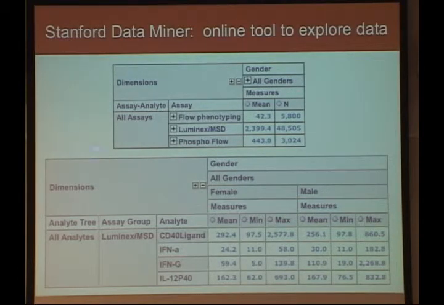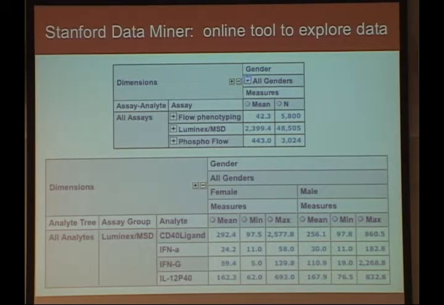So we call these displays cubes because they're two-dimensional tables, and the third dimension is the filters that are applied to the table. And so here in this very basic cube, which is not expanded in any dimension, you can see that there are 3 different kinds of assays displayed in the rows, and gender is on the columns, although it hasn't been expanded. And there's a couple of different measures being shown here, the mean and the number of assay points for each of these. And so all you can see from this cube is that flow phenotyping, Luminex, and PhosphoFlow were all done on these samples, and this is how many data points there are for each.